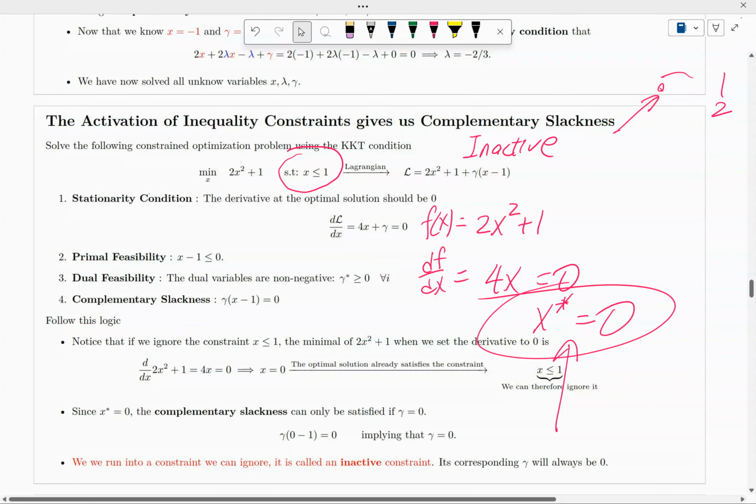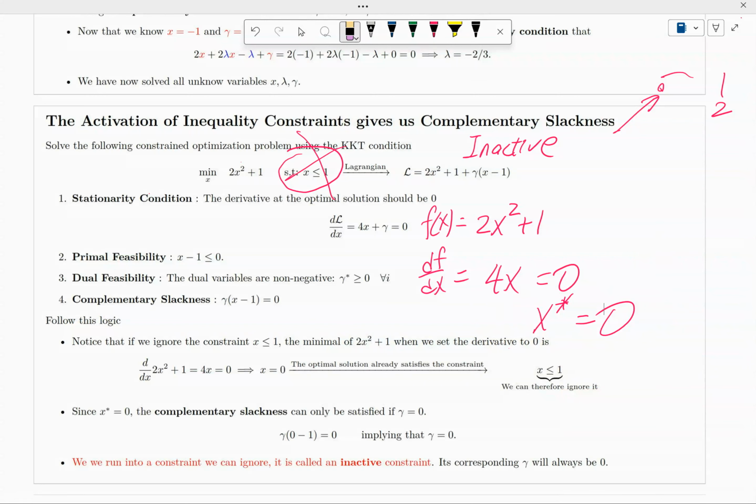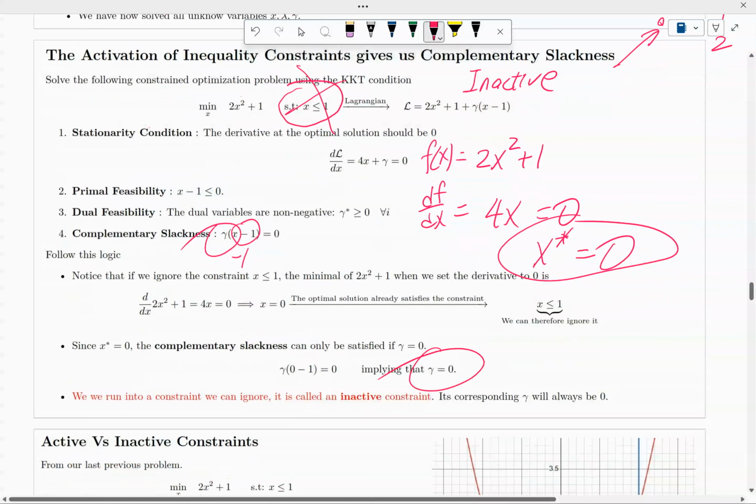You ignore the constraint, and when you ignore the constraint, this is not there anymore. The optimal solution is therefore zero, right? So this is zero. And you also know that since this x is equal to zero, then this whole thing right here must equal minus one. Therefore, gamma has to equal zero in order to satisfy the complementary slackness. Okay? So implying that gamma is equal to zero.